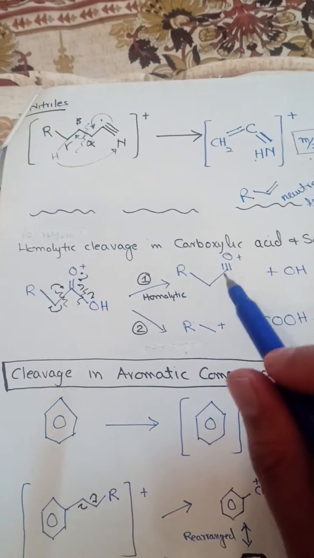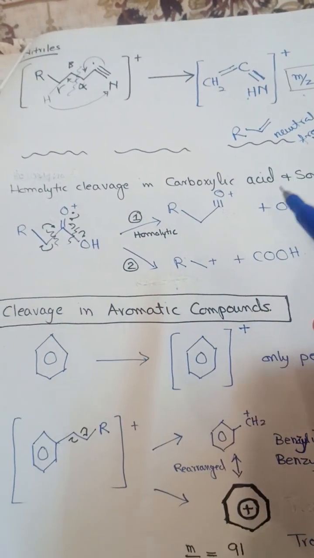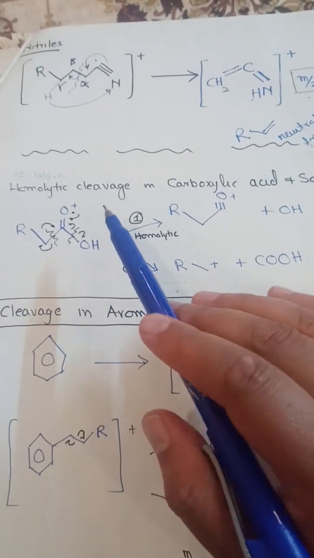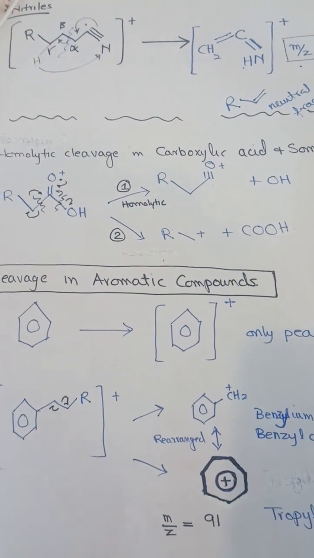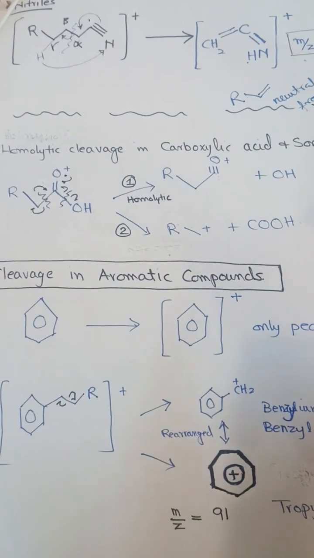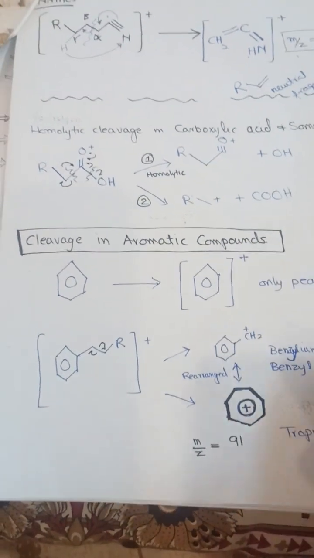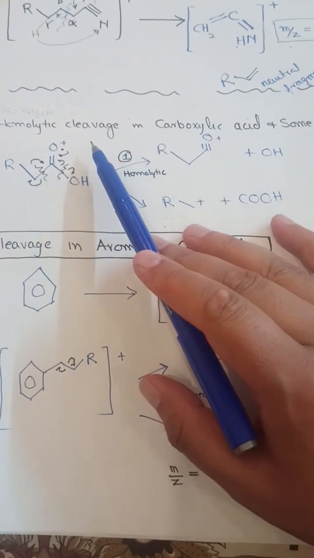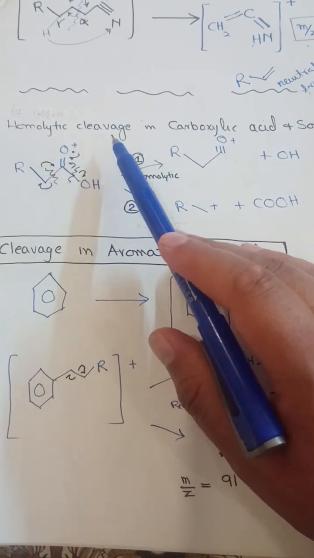There are some other examples of other functional groups we can also observe, like aromatic compounds. So now we are going to discuss depending on the different functional groups. We already discussed three types of fragmentations, that is homolytic, heterolytic, and McLafferty rearrangement. So here we get some special groups, like carboxylic acid, and the cleavage is due to homolytic.